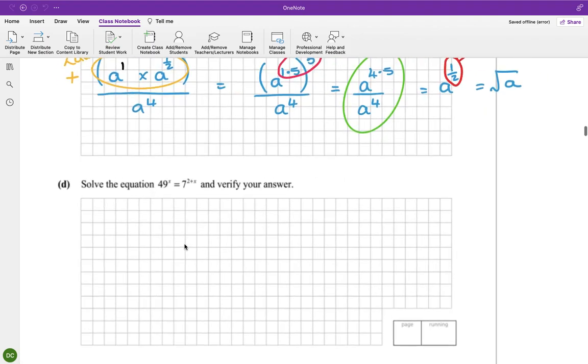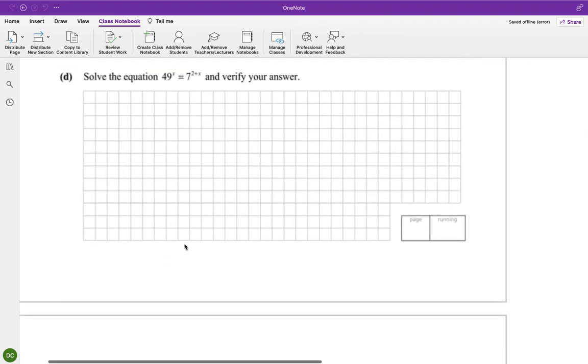All right, and then the last one is the ones where you have to solve. So we need them to match. So I'm going to change this to 7 to the power of 2, because 49 is 7 to the power of 2. Then I have an x on the outside, I have a 7, and I have a 2 plus x. The only thing I changed there was 49 into 7 squared.